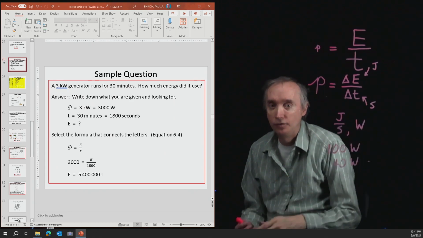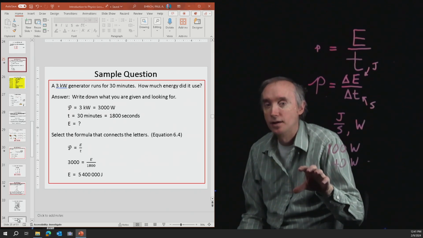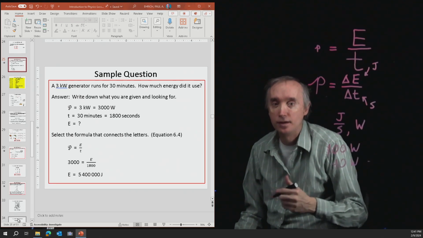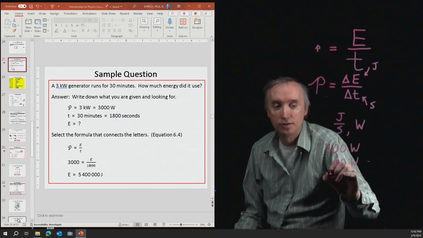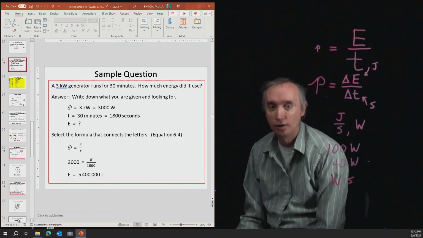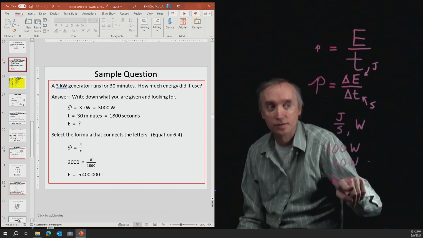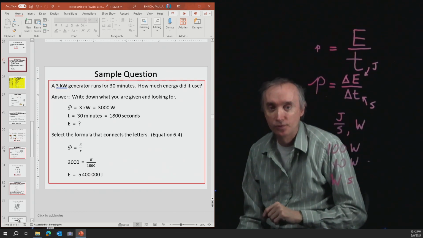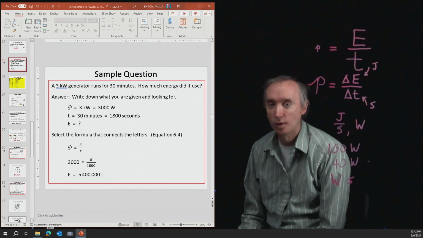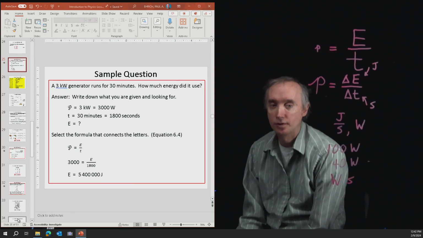Now, if you had wanted to, you could have said for your answer that it was 5,400,000 watt seconds, and that would have been perfectly okay on the exam, because a watt second is the same thing as a joule. So all of these metric units fit together, and that's one of the reasons why we like the metric system. So that's the concept of power.